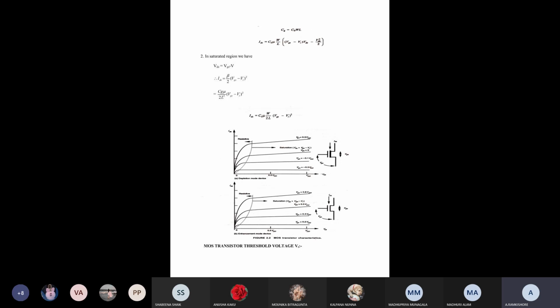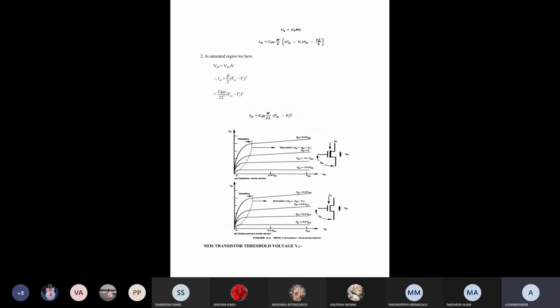Now the next one. If the device is in the saturated condition, in the saturation region, saturation begins whenever VDS is equal to VGS minus VT. So in place of VDS, we have to substitute VGS minus VT. Then we get the overall term, and some of the terms will be cancelled in that equation.